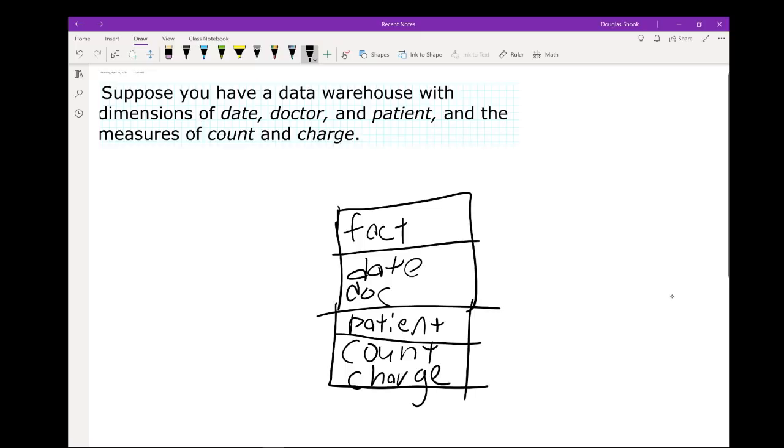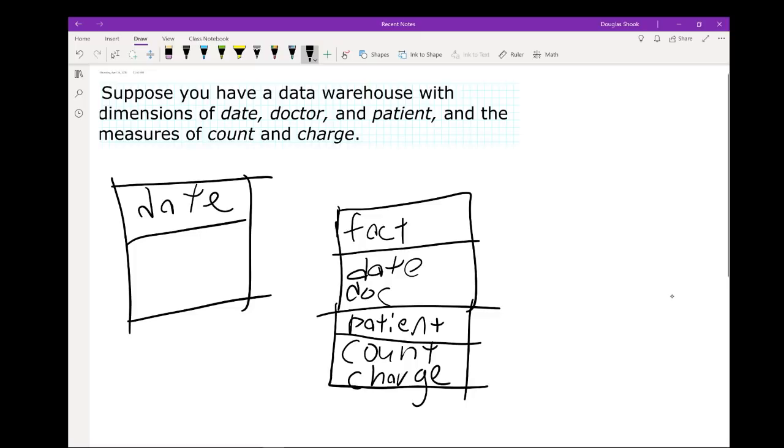All right, and then I would need additional tables for my dimensions. So I'd have a date dimension over here. That would be tied to that key. I would have a doctor dimension.